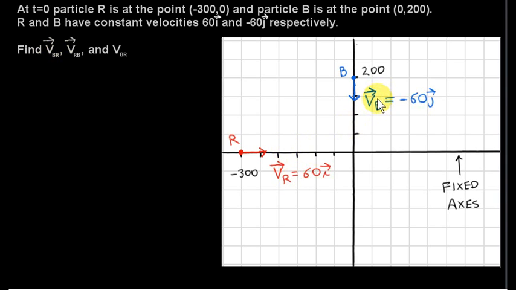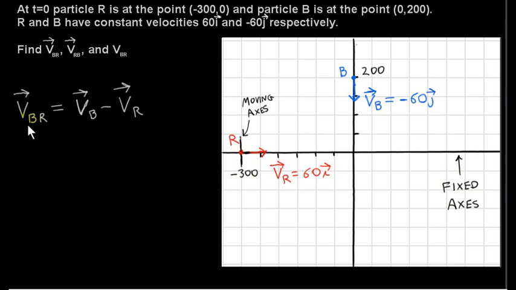So here we have the velocities of the particles relative to the fixed axes. We could also call these the absolute velocities of the particles. We're interested in the relative velocity of B to particle R. So we imagine an axis moving with particle R. This axis moves with velocity 60i relative to the fixed axis.